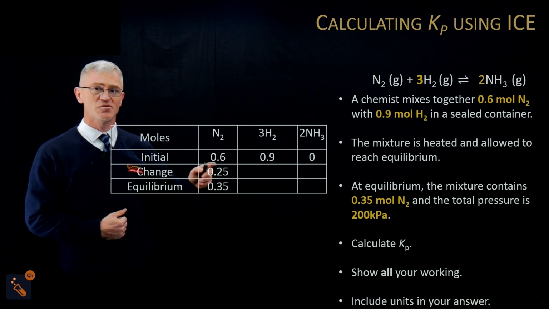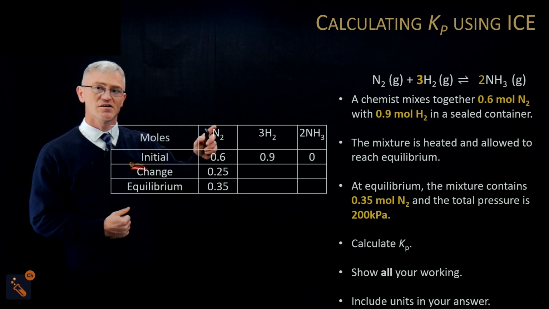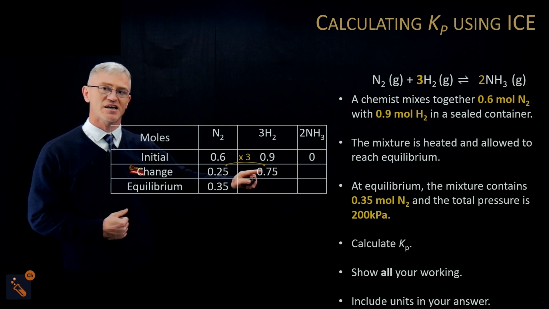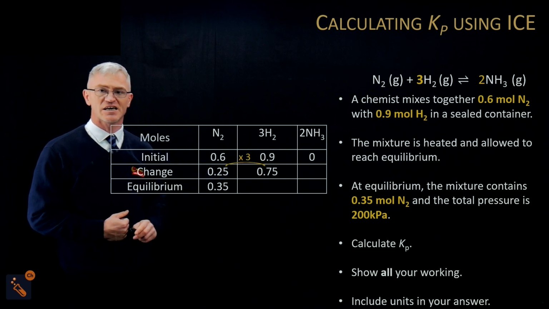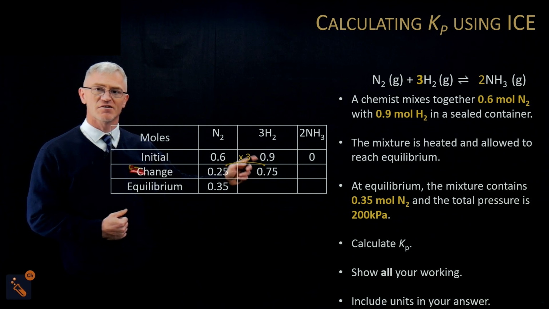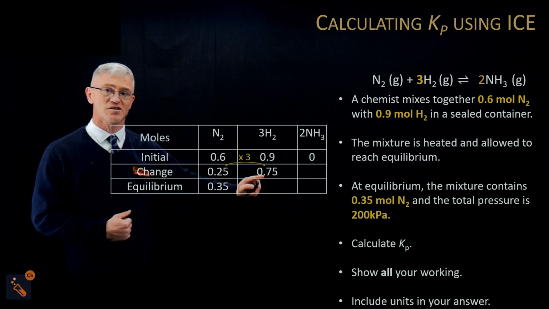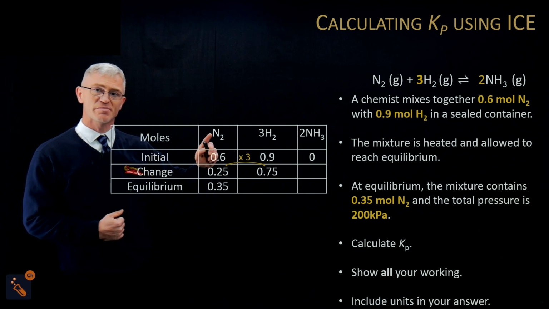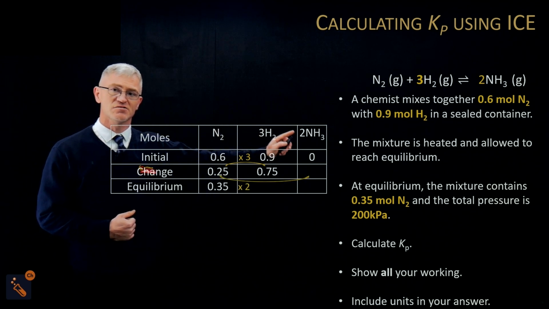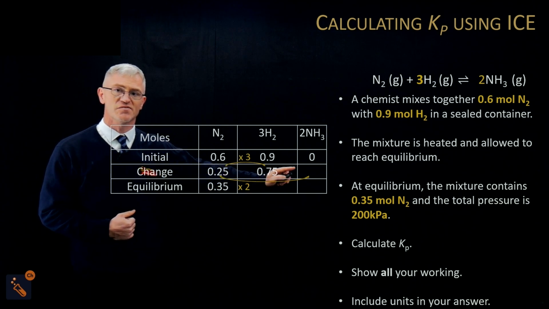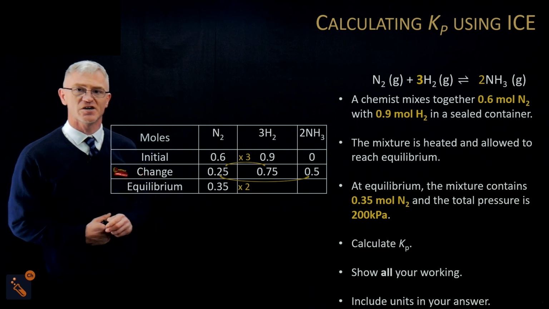So if I've used up 0.25, because of the ratio of 1 to 3 here, if we times 0.25 by 3, that will tell us how much we've used up of the H2. Now, if that is the case, how much NH3 have we actually made? Because if we've used up this and this, how much would we make? So we can go from the balancing again, N2 to 2NH3 is like timesing by 2. So we take 0.25 and we times it by 2 and we get 0.5.